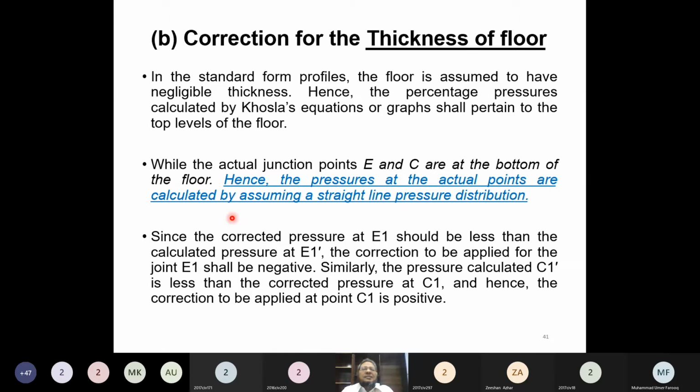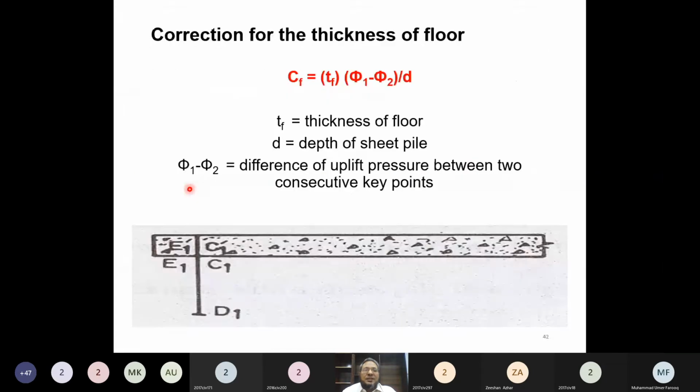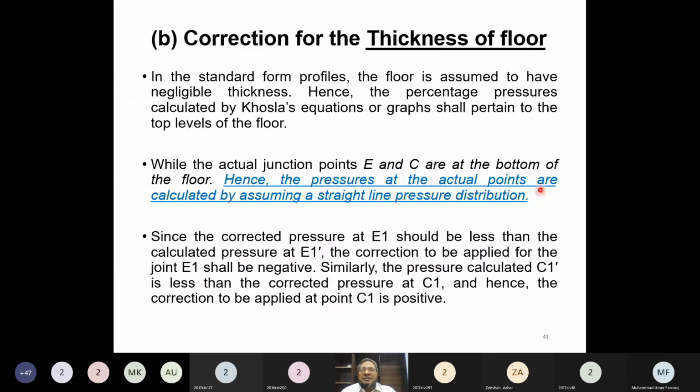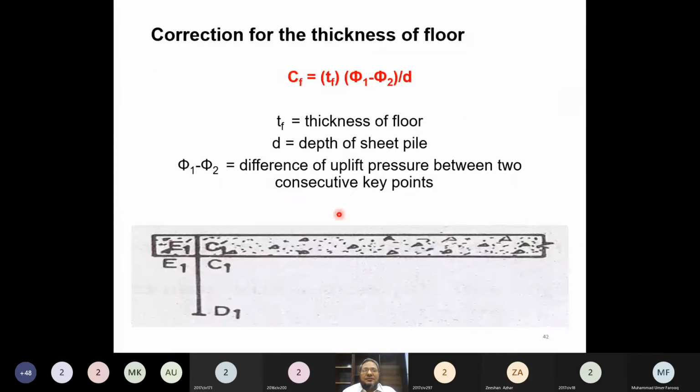Okay, now the second correction for the thickness of the floor. In the standard form profile, the floor is assumed to have negligible thickness. Hence, the percentage pressure calculated by Khosla's equations or graph shall pertain to top levels of the floor. तो ये जो top levels है floor की, उस पे हमें uplift pressure दे रहा है. While the actual junction points E and C are at the bottom of the floor. Now you have to see the figure. E1 and C1, hence the pressures at the actual points are calculated by assuming a straight line pressure distribution. Now we want to understand this. So that is given here.